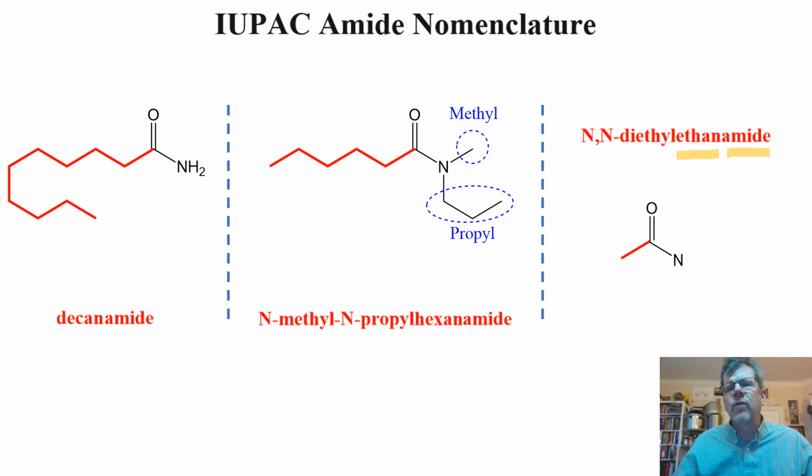And now I look over to the front. N, comma, N, diethyl. So we have 2 ethyl groups, each connected to the nitrogen. And we would just draw them on there, 2 ethyl groups. So this would be the finished structure of N,N-diethyl ethanamide.